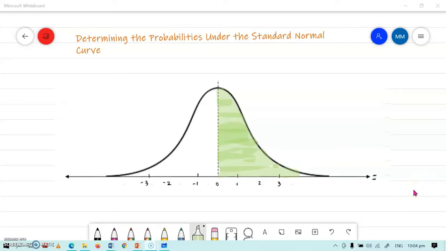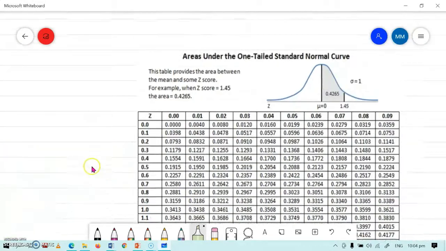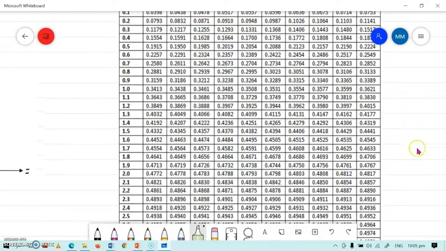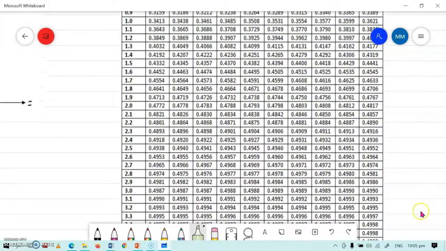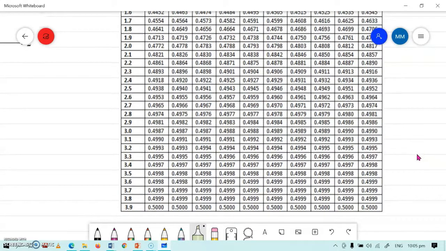Now, to compute for the probabilities under the standard normal curve, we have to make use of the z-table. That contains the area under the one-tailed standard normal curve. So this table will be very essential for us to compute for the probabilities under the standard normal distribution.